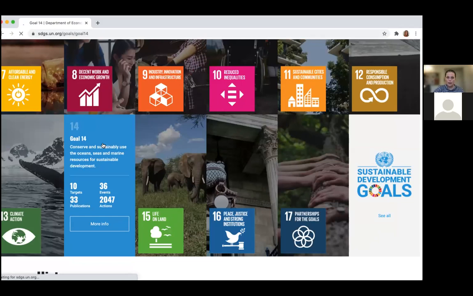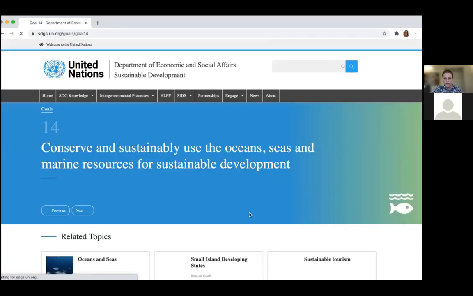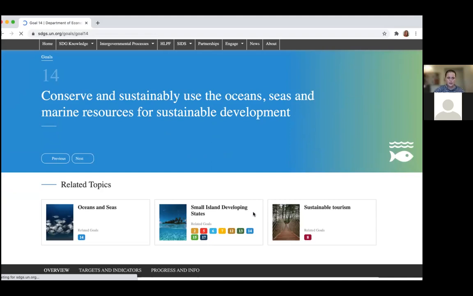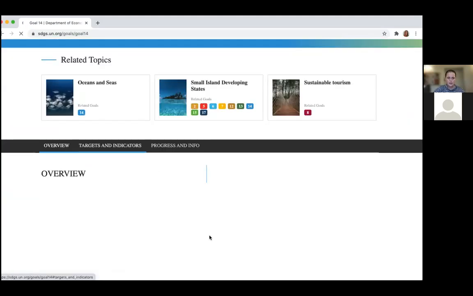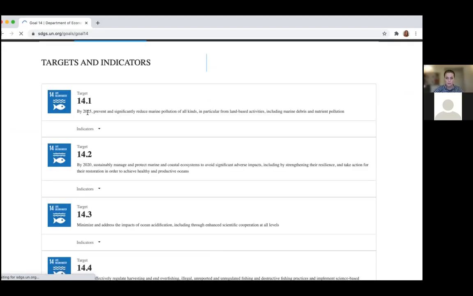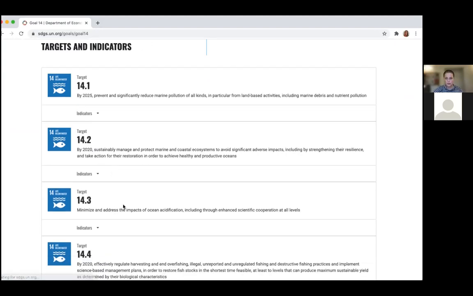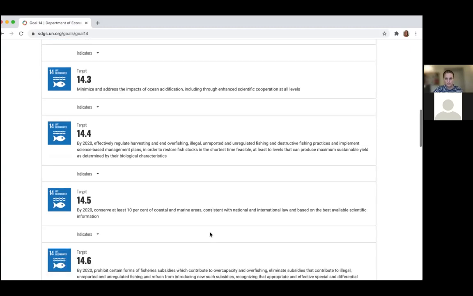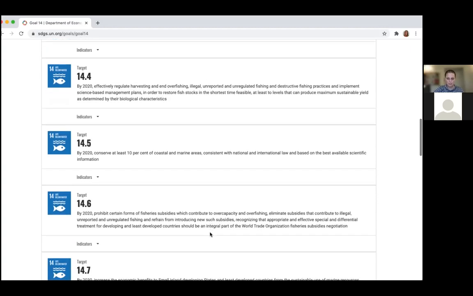So for example, you have an industry that is using resources. This is about the resources that are within the ocean and the fresh water. So if you go here to the targets and indicators, first of all, it can change the timeline, 2020, 2025, and also it gives you precise targets, see, by 2020, conserve at least 10% of coastal and marine areas. So the indicator can be very, very specific.